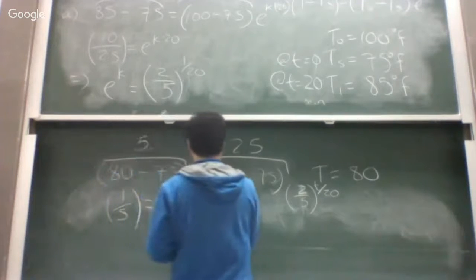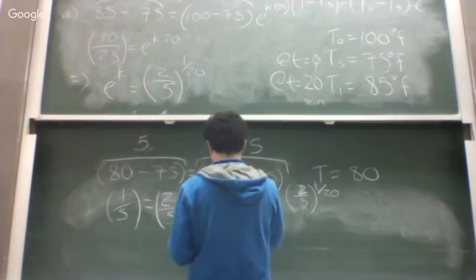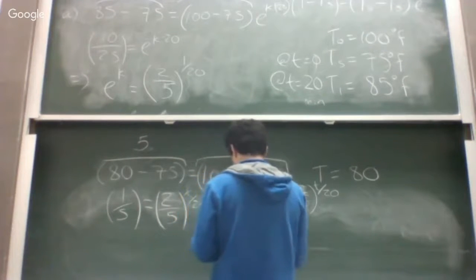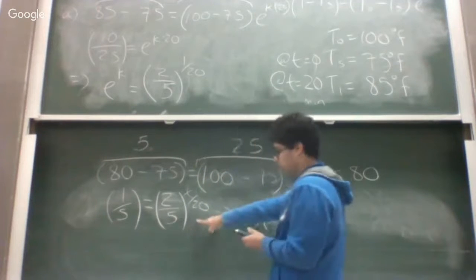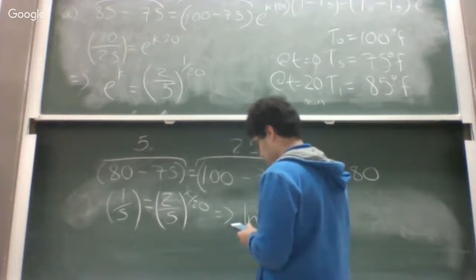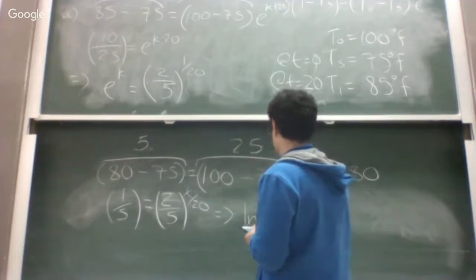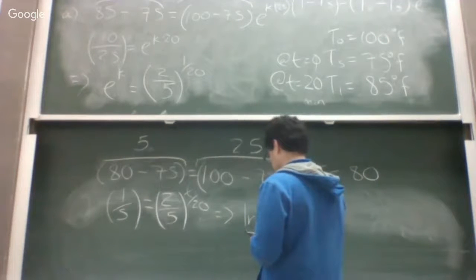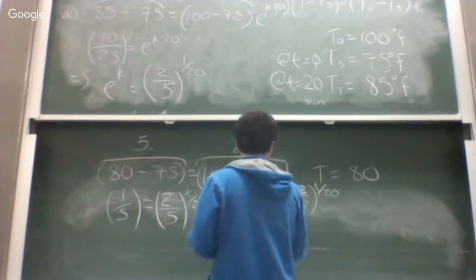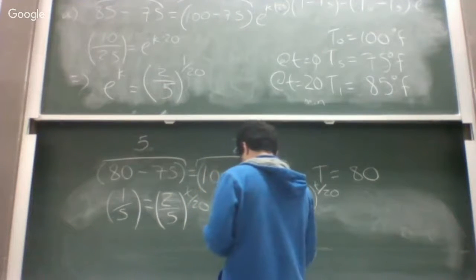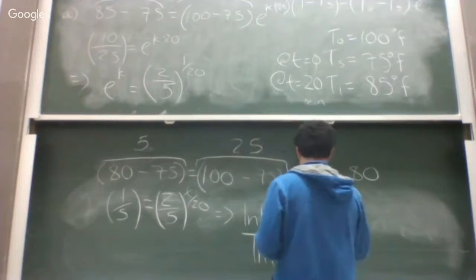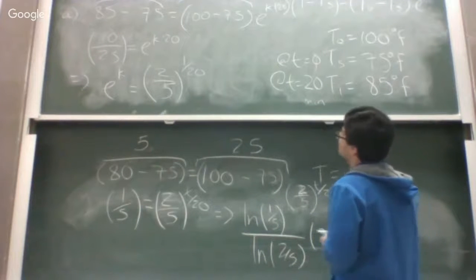We take the natural logs of both sides. The natural log of 1/5 is equal to, doing the natural log brings the t over 20 down, and then we divide. So let me just write the answer: natural log of 1/5 divided by the natural log of 2/5, times 20, equals t.